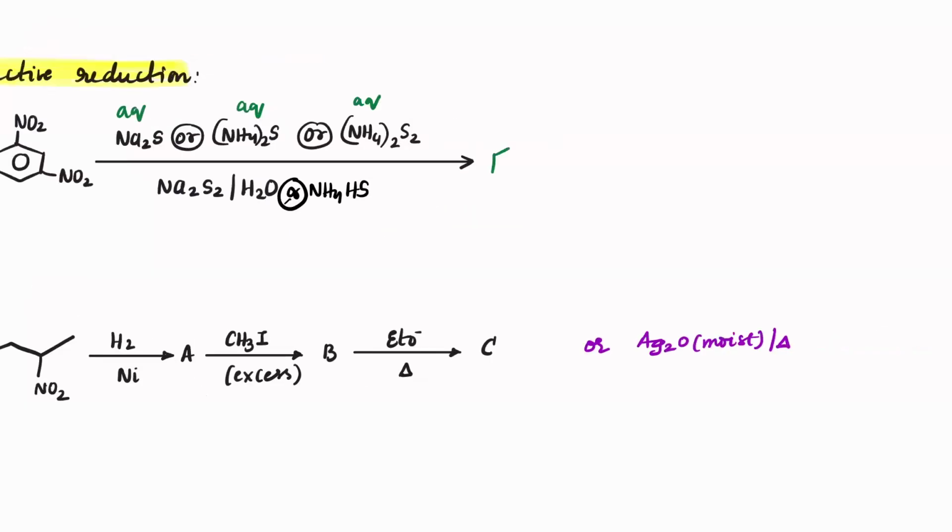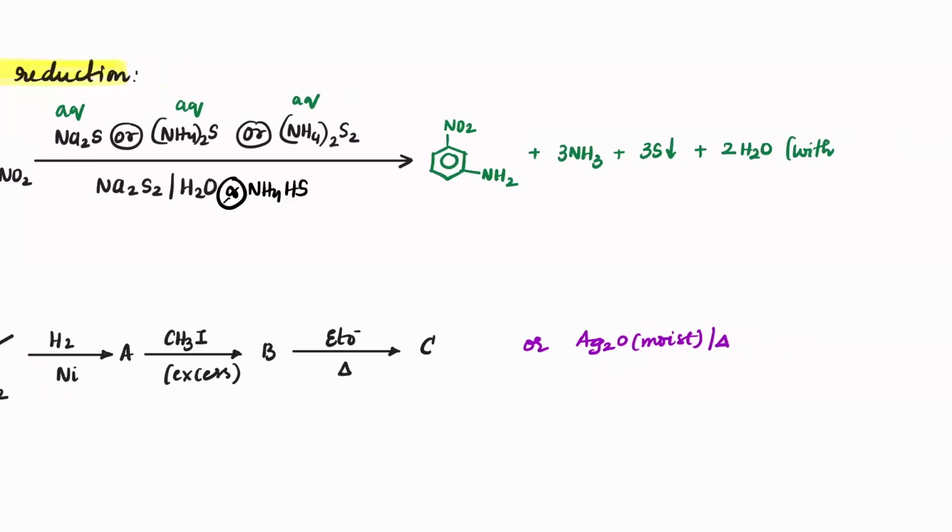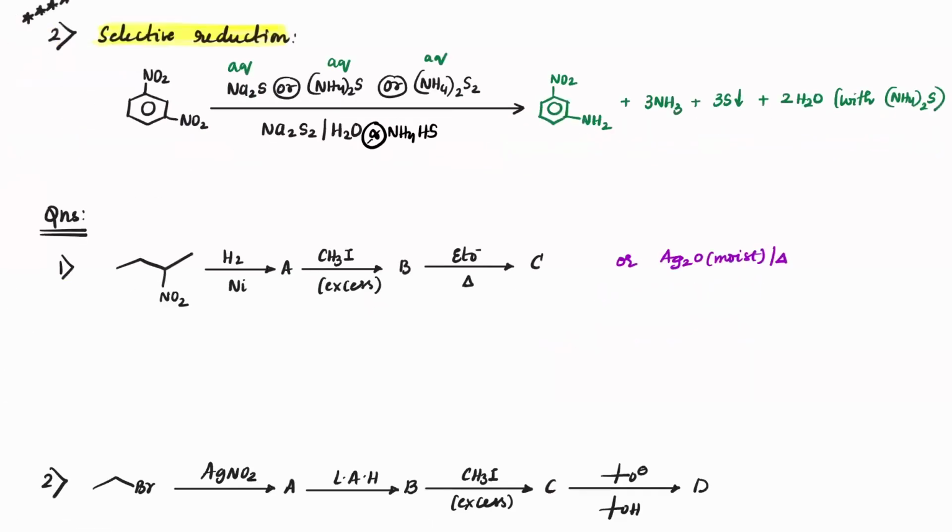So basically, one of the nitro groups gets reduced into NH2, and the other nitro group will remain. This will usually happen as 3 moles of ammonia plus 3 moles of sulfur, assuming I'm treating that with ammonium sulfide. So in that case, with 2 moles and 2 moles of H2. This is with ammonium sulfide. Okay, like this you can get it with other molecules also. Got it?